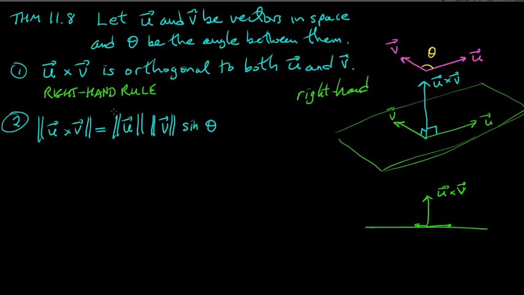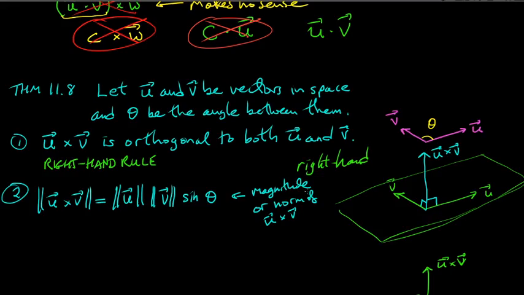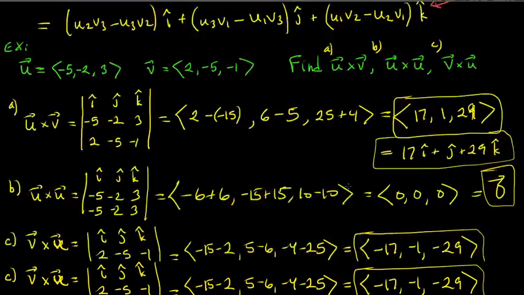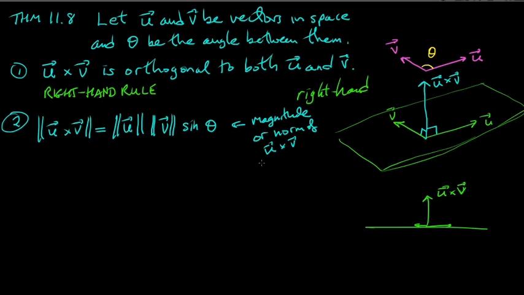Now be careful. You cannot use this to just find the cross product, because this will not give you the direction. This is a number, a scalar. So this is only the magnitude, or the norm, of the vector. We talked about magnitude or norm of the cross product. It will not tell you the direction. For that, you have to go back to part 1, or you can just calculate the three components, like up here, and that will also tell you the direction.